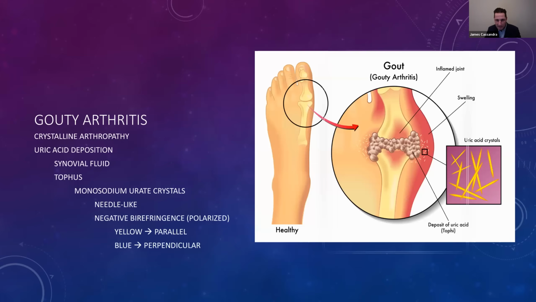Here's an example of acute gout. The joints inflame, there's swelling. It's a crystalline arthropathy, and there's uric acid deposition. The uric acid is deposited and these crystals form in the synovial fluid, and this leads to the inflammation, pain, swelling, and warmth, where the immune system comes in and causes the inflammatory response.